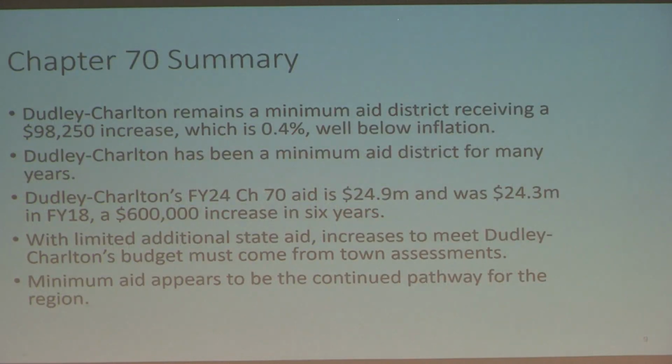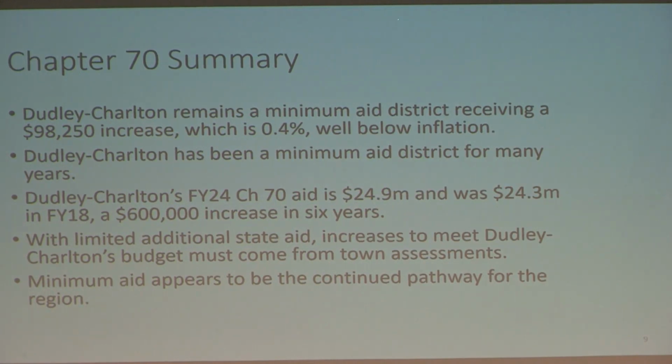And kind of a wrap-up slide on the slides that preceded this one. Chapter 70 summary. Dudley Charlton remains a minimum aid district, receiving, in this case, FY24, an increase of about $98,000, just under $100,000, which is 0.4%, well below inflation. Dudley Charlton has been a minimum aid district for many years now, which is the main reason why Chapter 70 hasn't increased by a whole lot during the time period that was mentioned earlier.